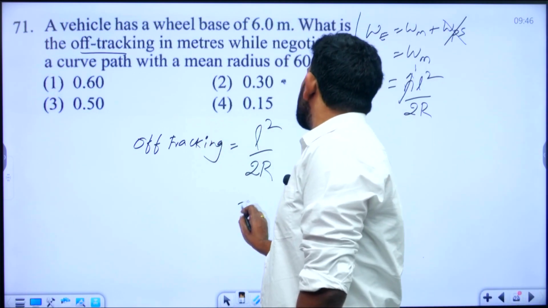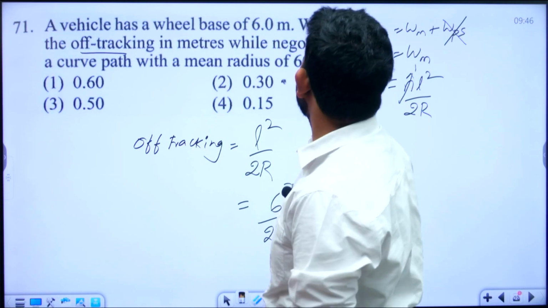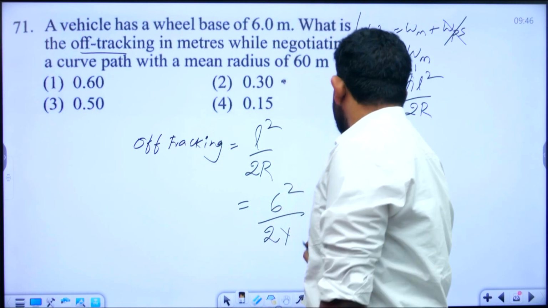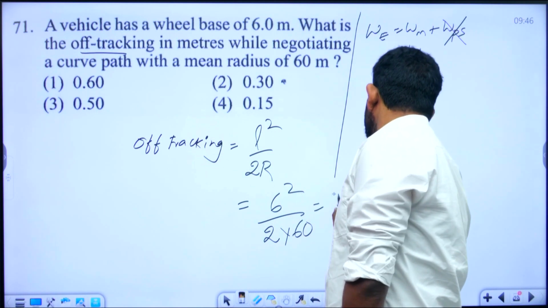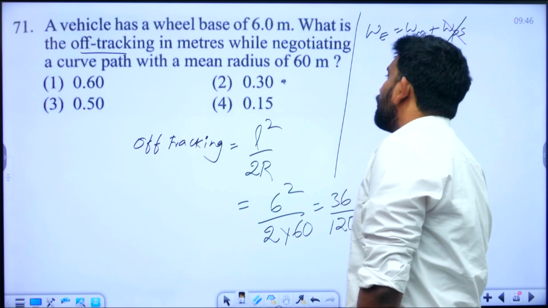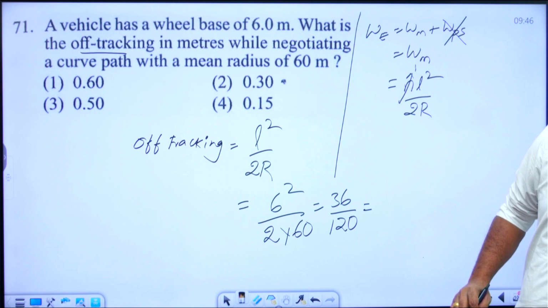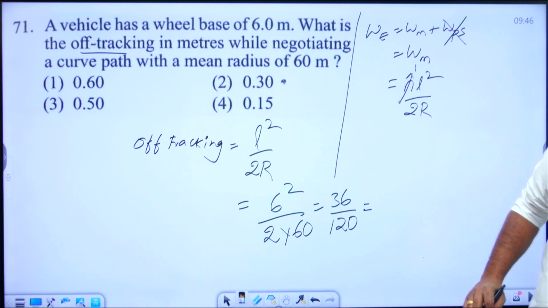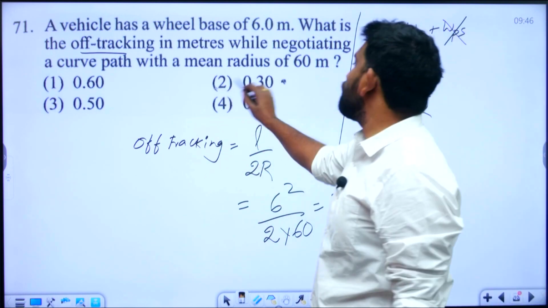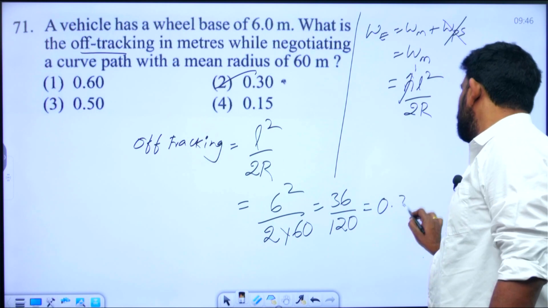So L is nothing but the length of the wheelbase, where we are going to find out 6 square upon 2 into the radius, which is given as 60 meters. Nothing but 36 upon 120. So the answer comes out to be 0.3. So the correct answer is 0.30.